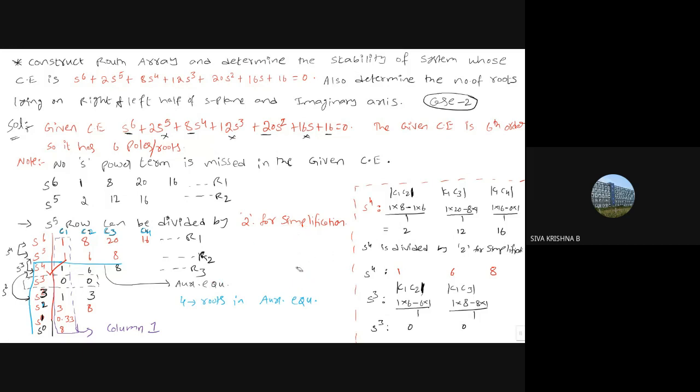Suppose a sign change occurs below in the auxiliary equation. If a minus appears anywhere from s power 4 downward, assume a minus is here. So how many sign changes are there? From here to here 1, from here to here 1. So 2 sign changes are there. 2 sign changes are nothing but 2 right side poles. I'm repeating, 2 sign changes means 2 right side poles.